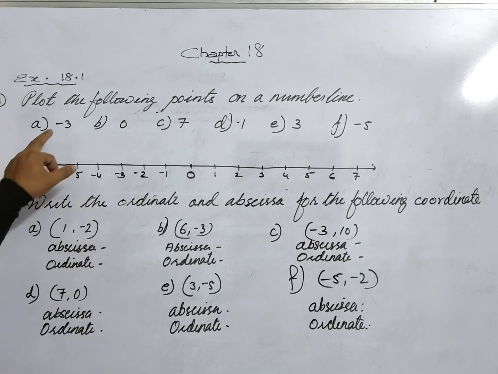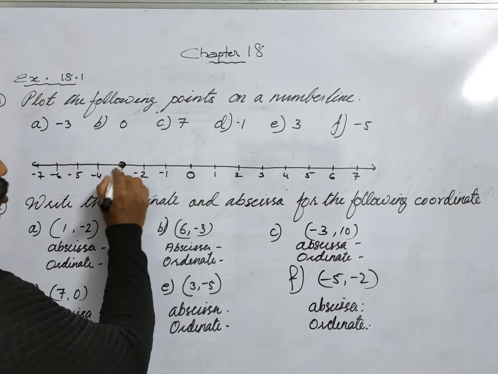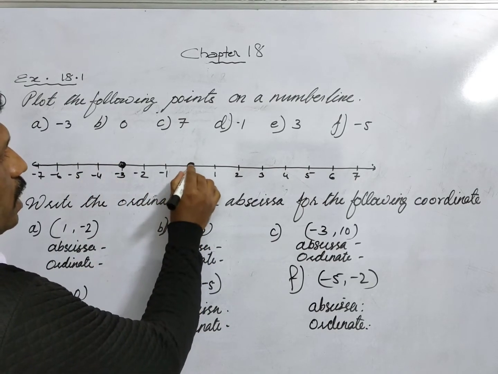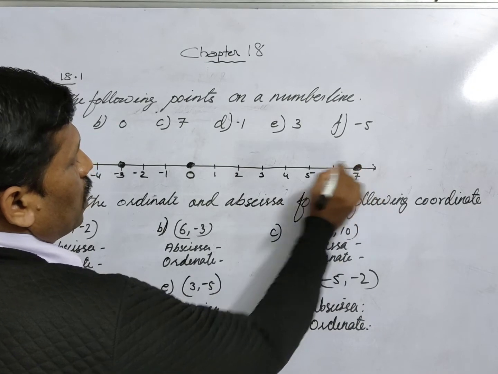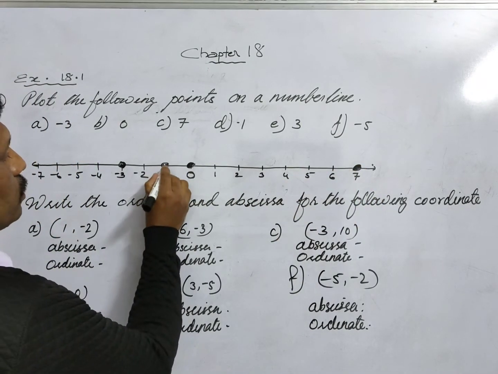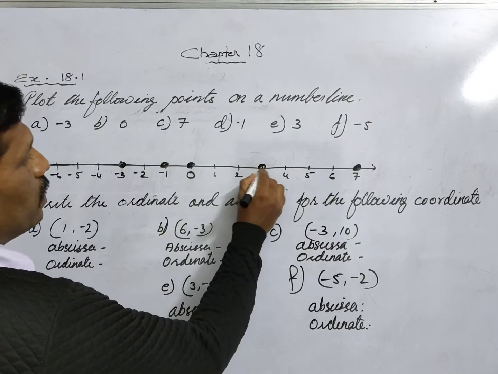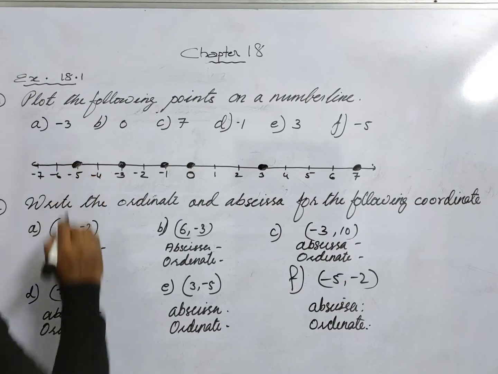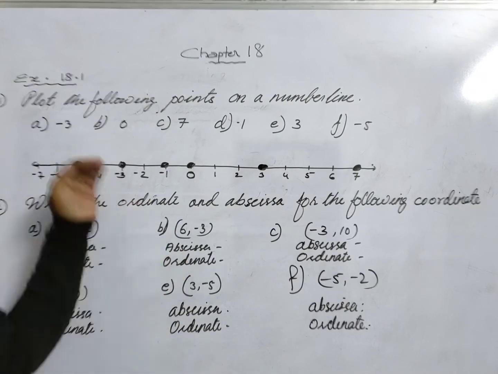So here first -3, where we are locating -3 lies on the left of 0. So here we can darken. This is -3, and 0 is the center origin, and here 7 positive. So we mark here positive, and -1 is left of 0. So we locate here, and 3 here, and -5 here. So in this way we can darken or highlight the numbers which are given in the question.